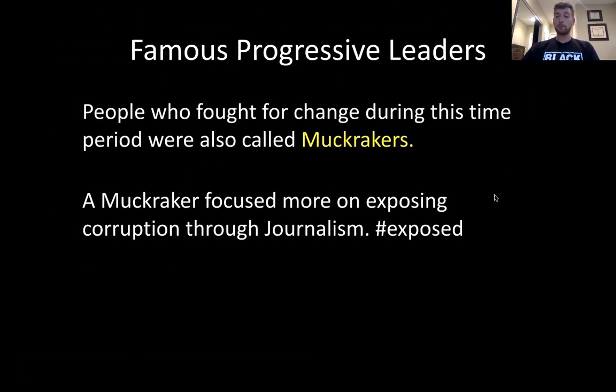We're going to look at a couple progressive leaders right now, but a good terminology that you might see in some of the readings that we look at is the term muckraker. A muckraker is just kind of an older word that was used for journalists primarily who work to expose people and expose corruption in a lot of different areas of our country. And so we're going to look at a couple people. You're actually going to study a few of these people for the homework assignment.